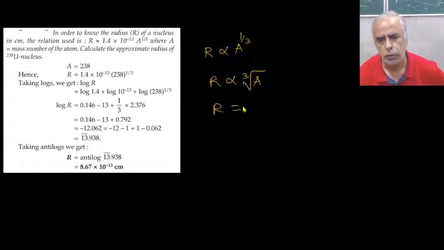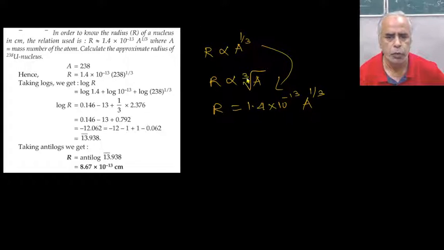R is equal to, you can introduce the proportionality constant, which is nothing but 1.4 into 10 power minus 13. This is the important proportionality constant, into A, the mass number, to the power 1 by 3. Cube root is nothing but power 1 by 3, is it not? So by knowing the value of atomic mass, that is mass number, you can calculate the radius.